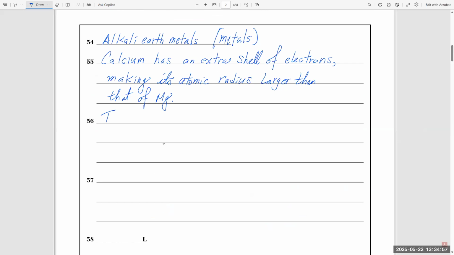So you say the first ionization energy decreases as one goes down a group.